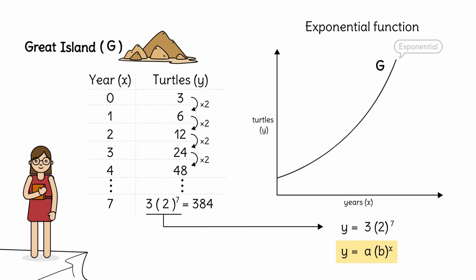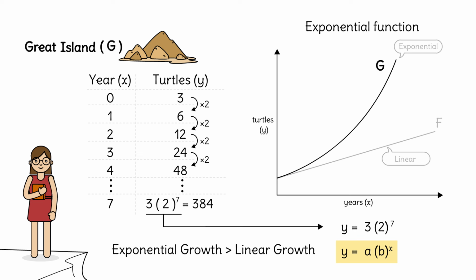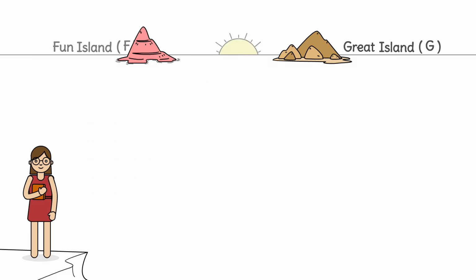Sally's research shows us that every exponential growth function with a multiplier above 1 will eventually exceed a linear function. Eventually there will be more turtles on island G because exponential growth always beats linear growth. Remember, if the values are created by multiplying or dividing by a constant, it's an exponential model.